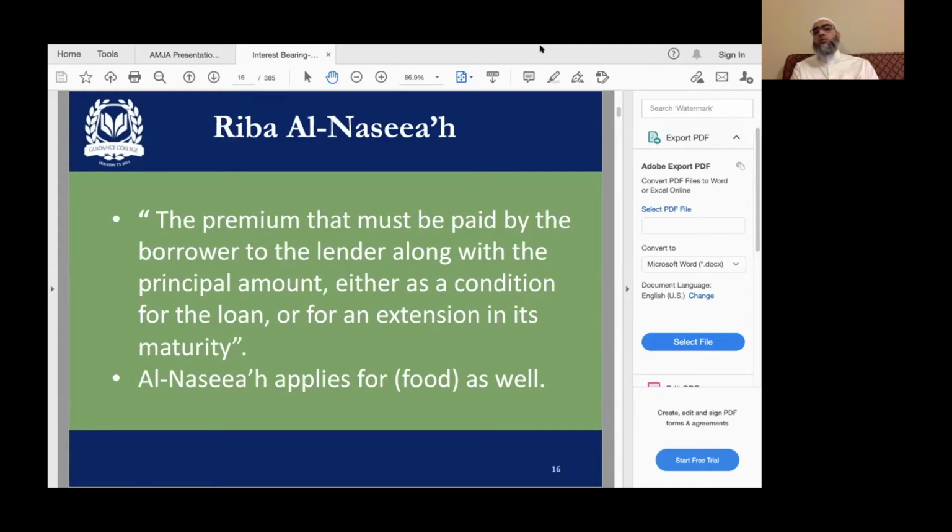Or otherwise, فإذا جاء الأجل قال إما أن تقضي وإما أن تربي. Upon the maturity or the due date of the loan, sometimes the lender approaches the borrower by saying, okay, the loan is due. You have two options. Either you pay me in full, or otherwise, if you want to take more time, I don't mind at all, but you have to pay me extra.